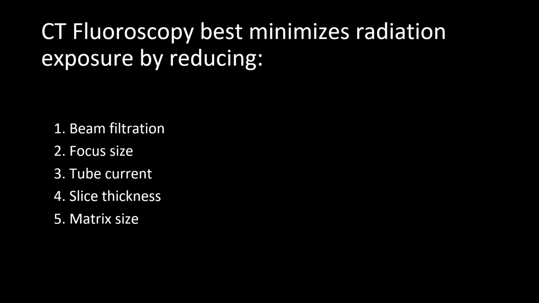CT fluoroscopy best minimizes radiation exposure by reducing which of the following? Beam filtration, focus size, tube current, slice thickness, or matrix size. Tube current is the answer. So in CT fluoroscopy, we're not necessarily trying to give the highest resolution images, so the tube current can be lower, and that greatly reduces the dose.